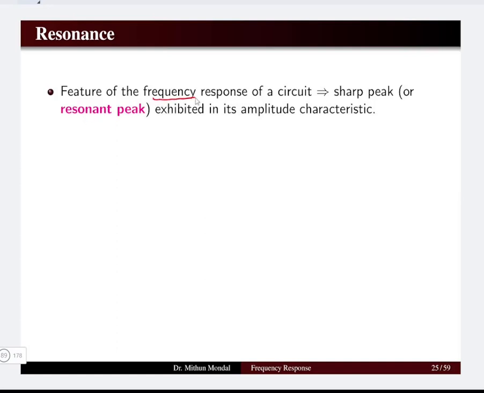We have seen that in the frequency response, in the magnitude response, a special feature will be there, that is a sharp peak, which is known as the resonant peak, and it is exhibited only in the amplitude characteristic. So frequency response will have the magnitude as well as the phase. In the magnitude, the amplitude characteristic, one special feature is the sharp peak in the frequency response. That peak is known as the resonant peak. Now, what is resonance and what is the special importance of these resonant peaks, that we are going to discuss.